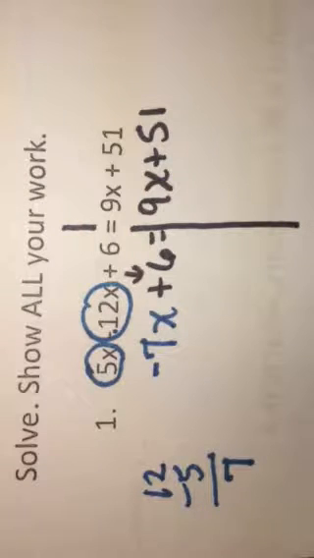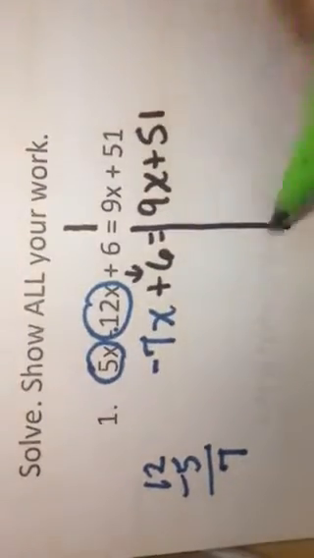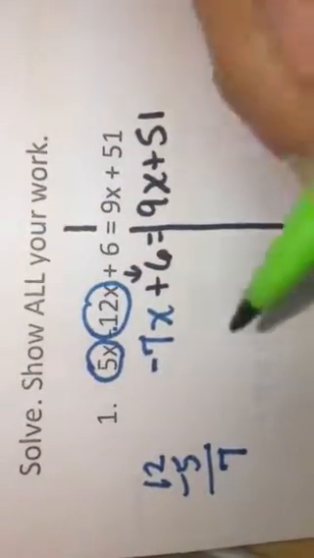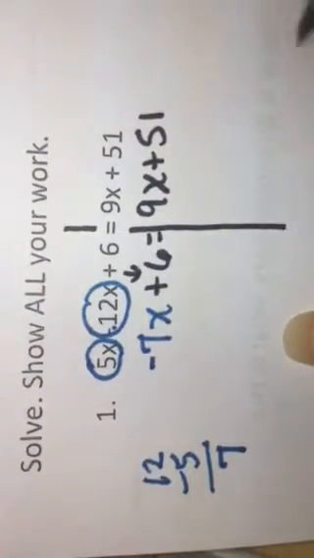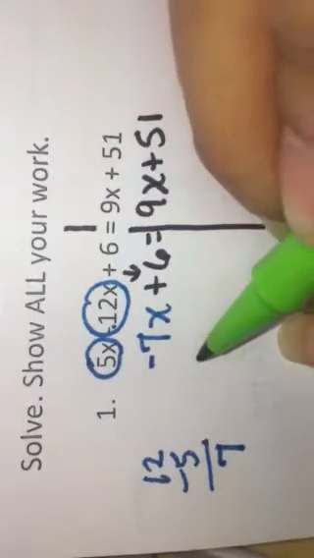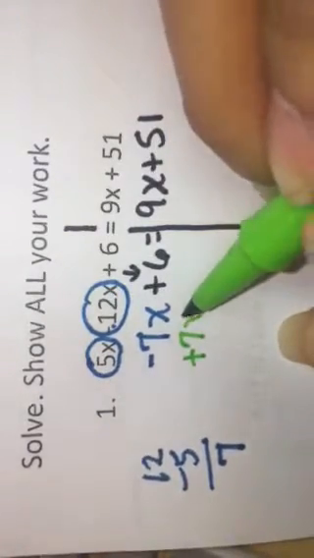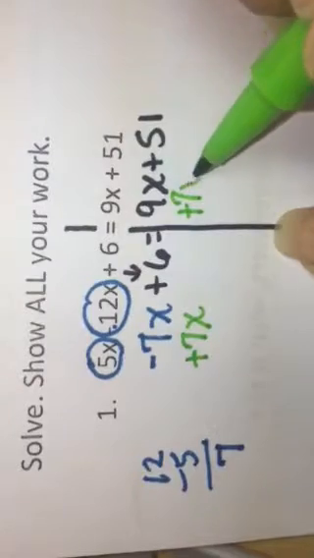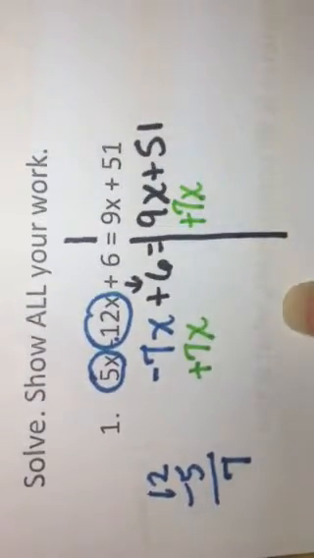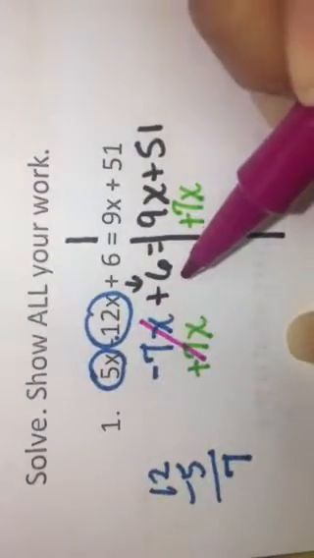If you have letters on both sides of that line, you got to get rid of one. And it doesn't matter which one you get rid of, okay? I'm going to go ahead and get rid of this minus 7x by doing the opposite. The opposite of negative would be positive. So I'm going to do plus 7x, plus 7x. This side cancels, that's why we did the opposite.